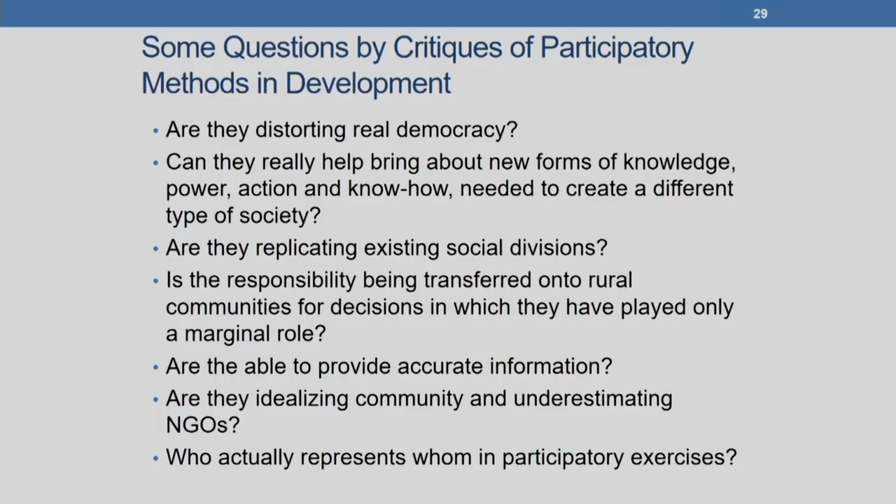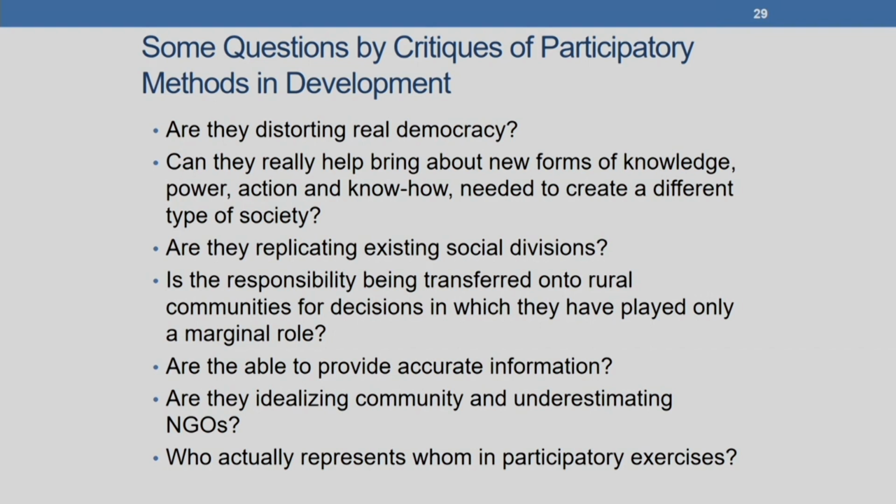Second question is, can they really help bring about new forms of knowledge, power, action and know-how needed to create a different type of society? Are we really moving towards it? Are they replacing existing social divisions? Is the responsibility being transferred onto rural communities for decisions in which they have played only a marginal role?